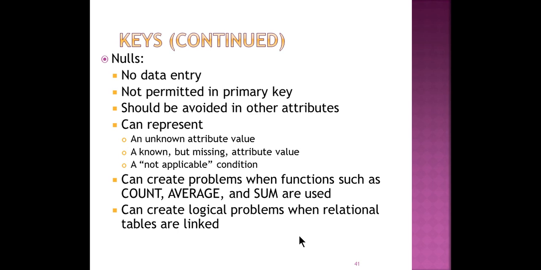There are three different meanings of null value. These are: the value is unknown, or the value is known but not available, a missing value, or it's not applicable. Take the date of birth attribute of a student. We know that every student must have a date of birth, but if the date of birth attribute contains a null value, in that case we can say the value is known, the value is available, but it is missing.